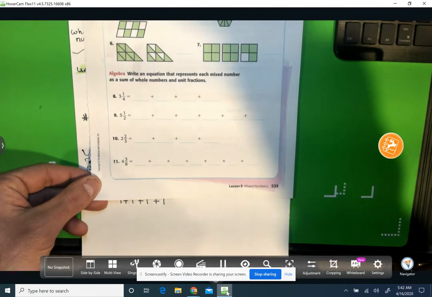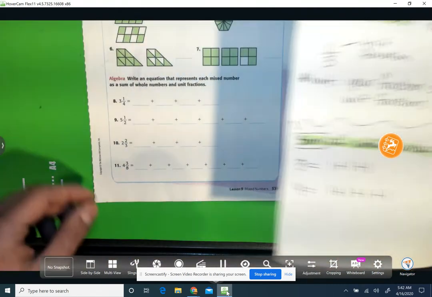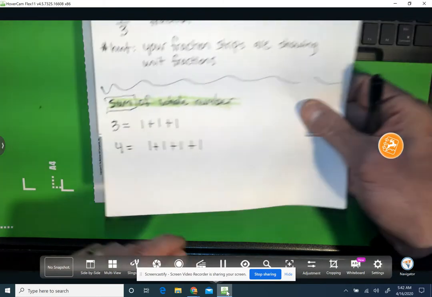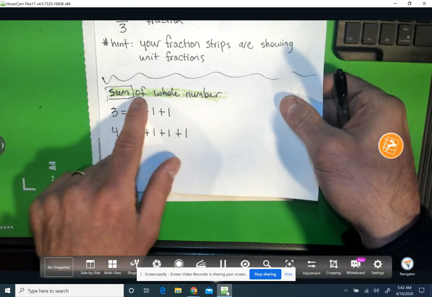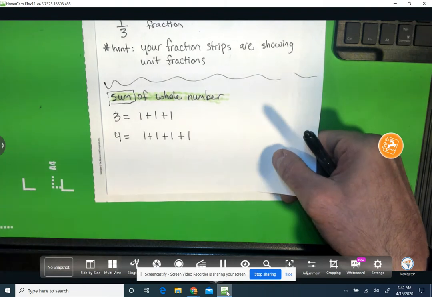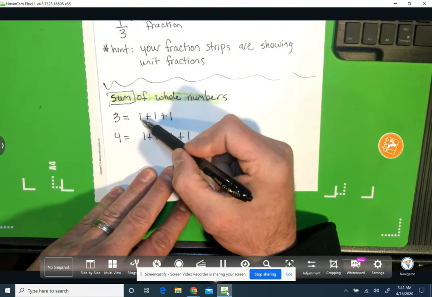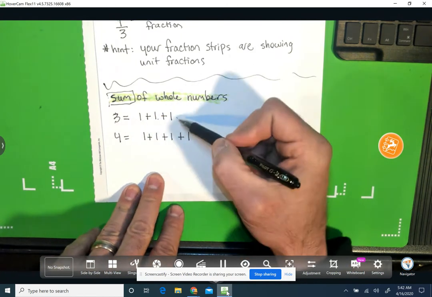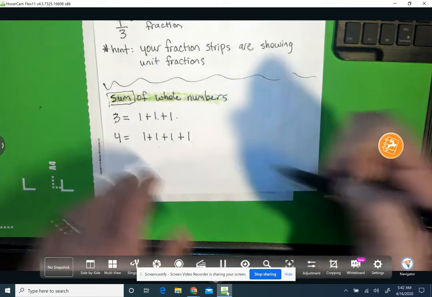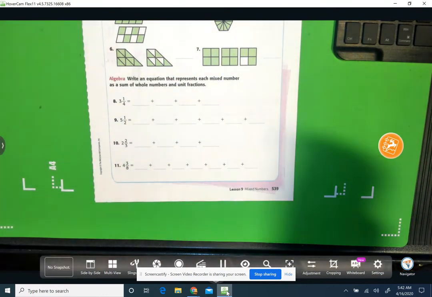Okay. Now, let's take a look at 3 1/4. Let's take a look at the directions of this second part. This is why I front-loaded you with the idea of what a sum of whole numbers is. Okay, a sum of whole numbers. 3 is the sum of 1 and 1 and 1, and 4 is the sum of 1 and 1 and 1 and 1. All right, so let's take a look at these directions.